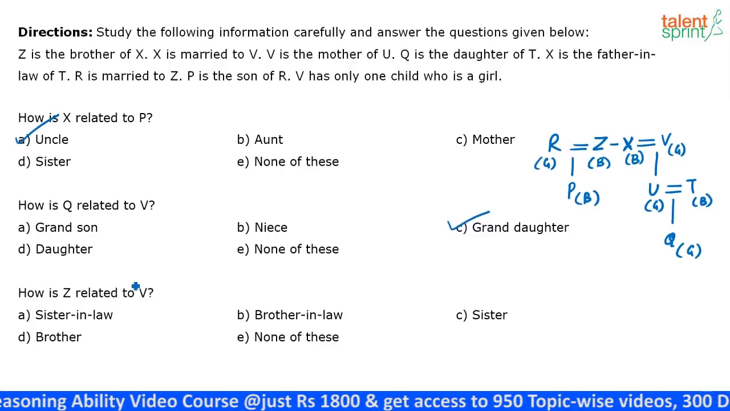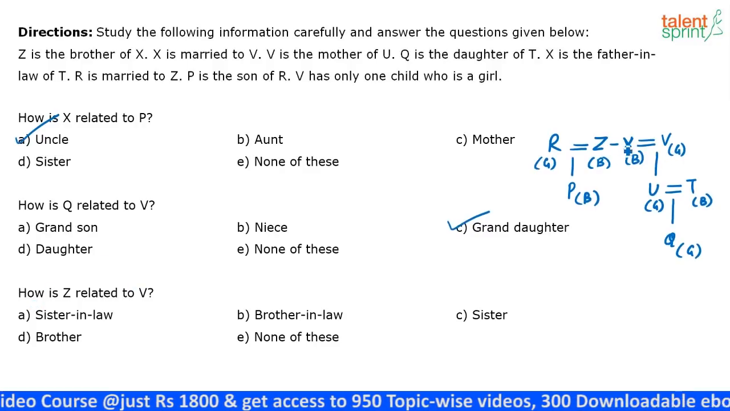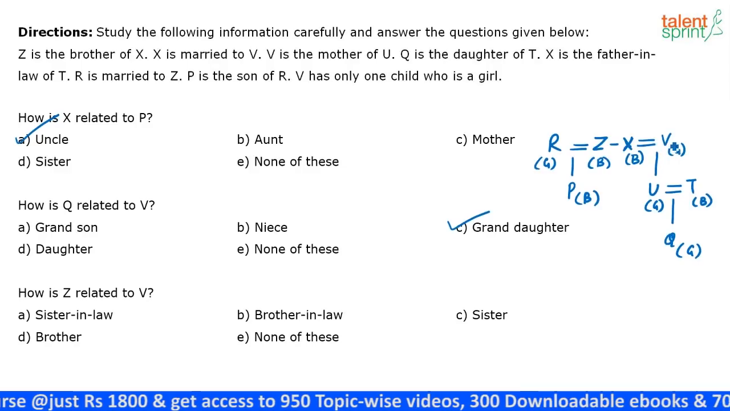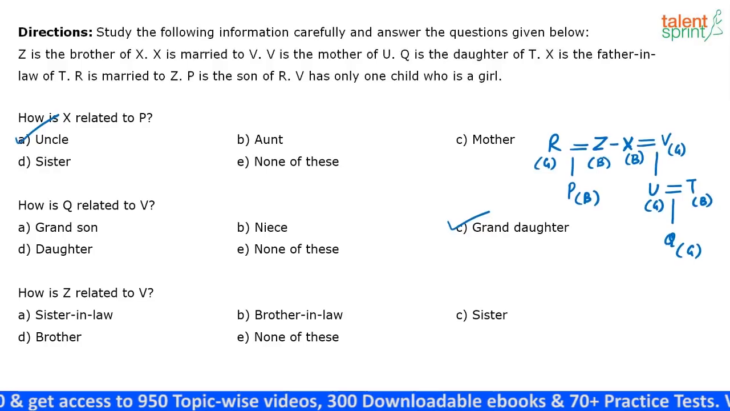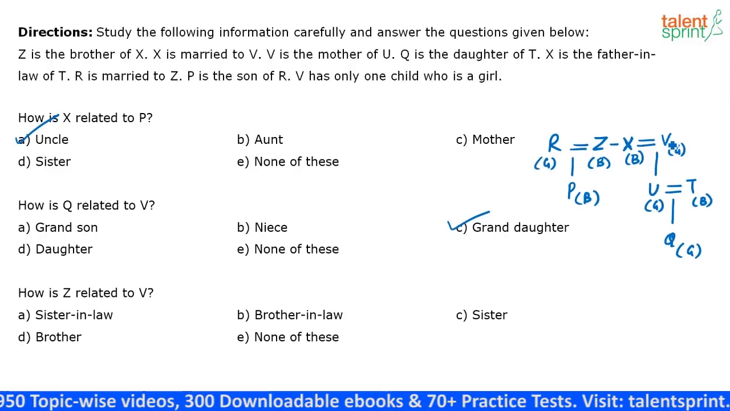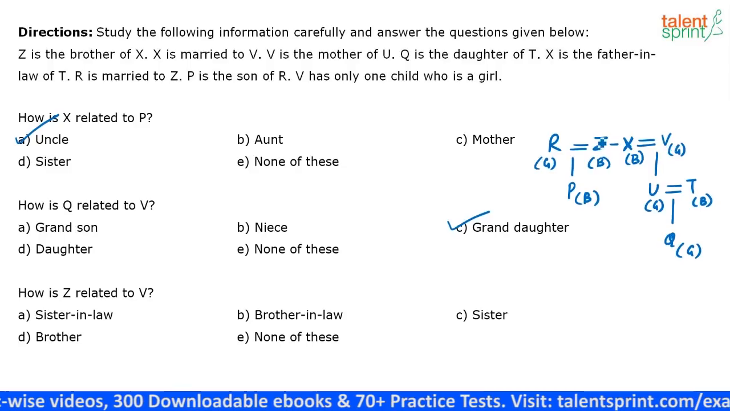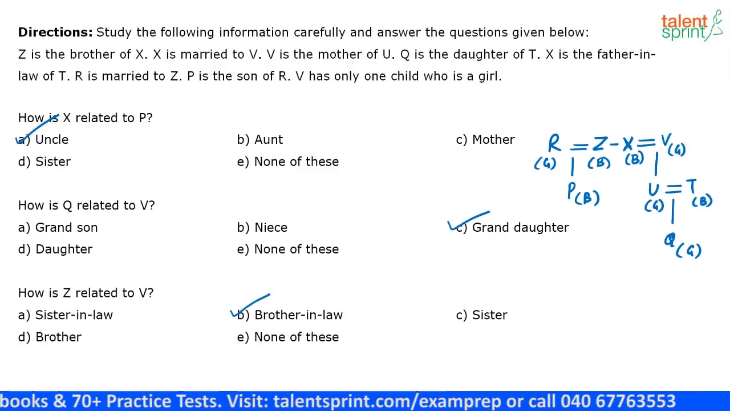Next one. How is Z related to V? Again, Z and X are brothers. So who is V? V is Z's brother's wife. So how is Z related to V? Z has to be V's brother-in-law, because Z is a male, and V's husband's brother means brother-in-law. So the correct answer for this question is option B, brother-in-law. So these are the answers for this blood relation question.